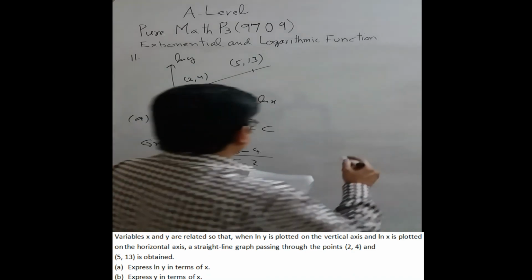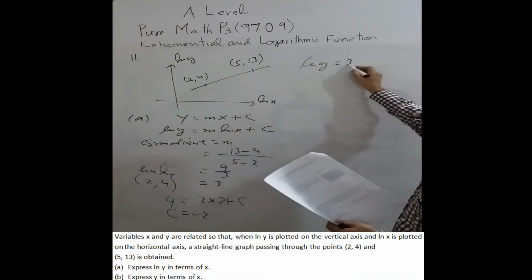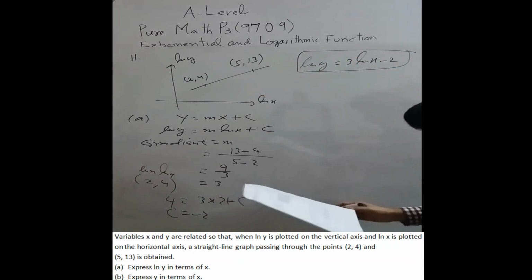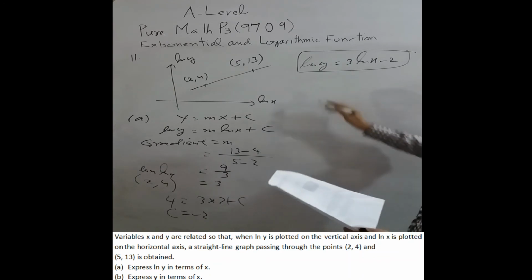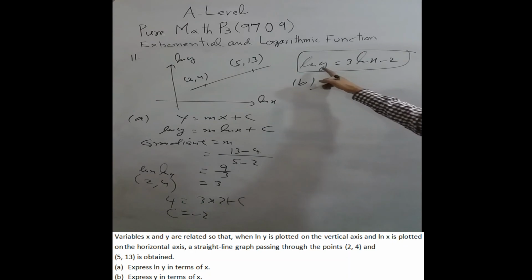Then the equation becomes ln y = 3 ln x - 2. So this is the answer to part A. Then we have part B. He is asking to express y in terms of x, not ln y in terms of x.